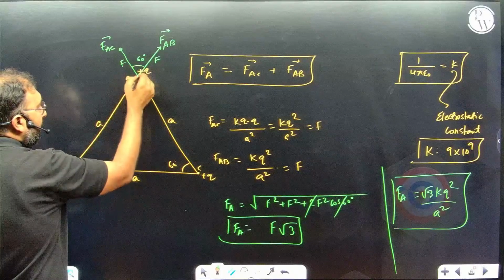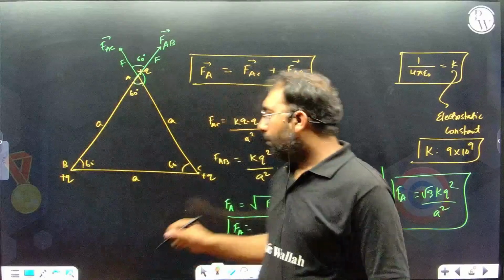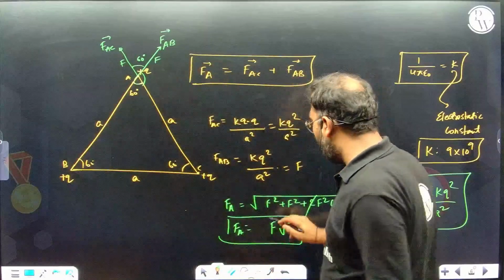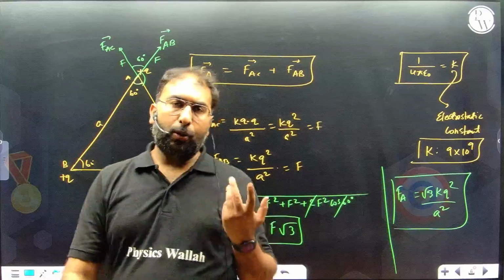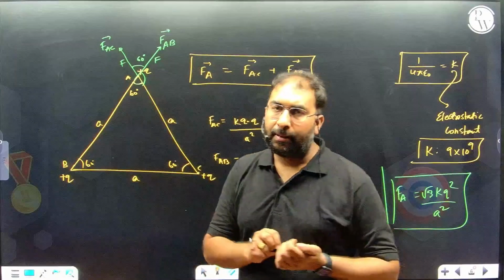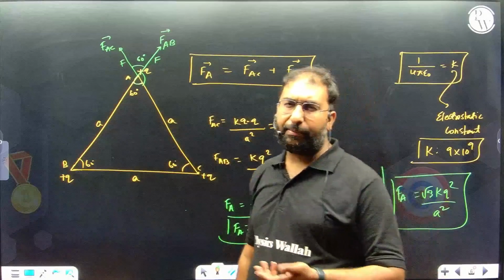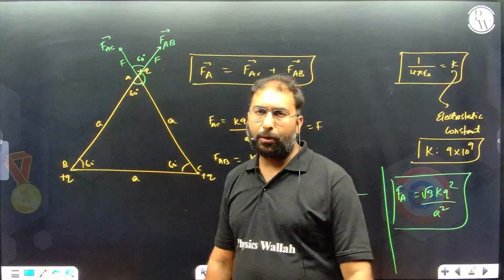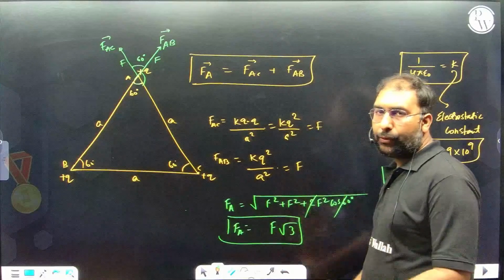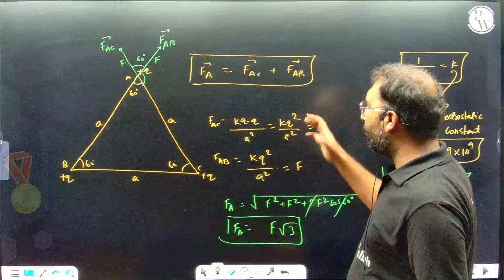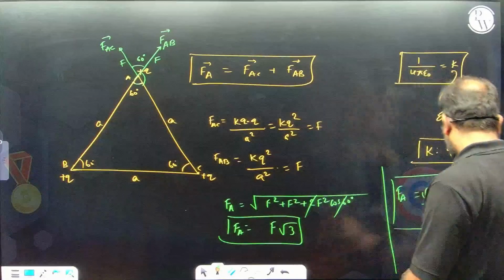So this angle is 60 degrees, so this angle will become 120 degrees. So again, you know the forces, you know the angle, you can find the resultant: under root of A square plus B square plus 2AB cos theta. So these are some modifications that can be done in the problem, and they can ask you to solve this type of question. So this is the approach that we should follow: we have to apply the superposition theorem. We have calculated this and we have added them vectorially.